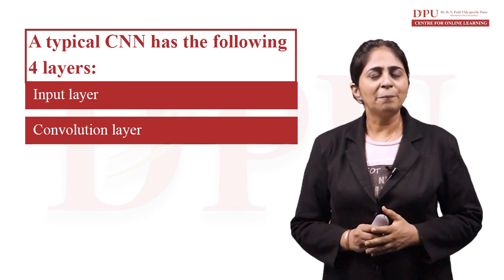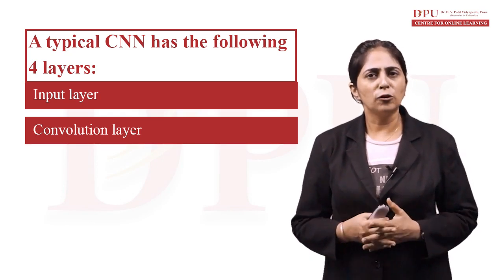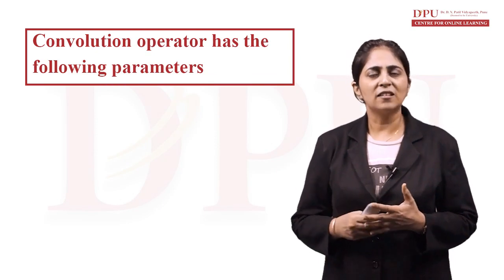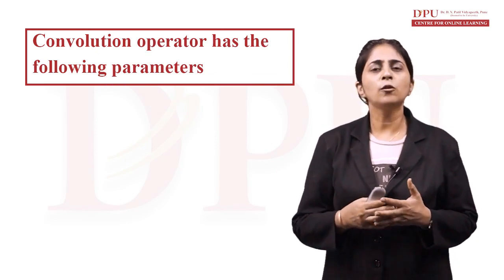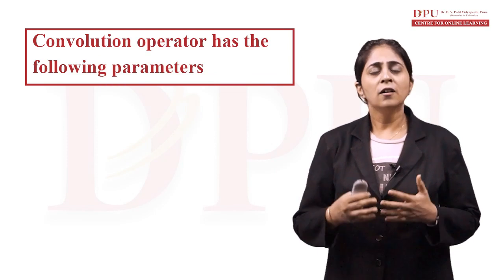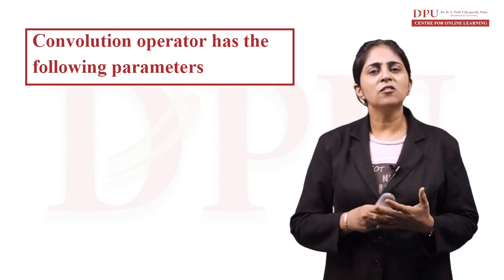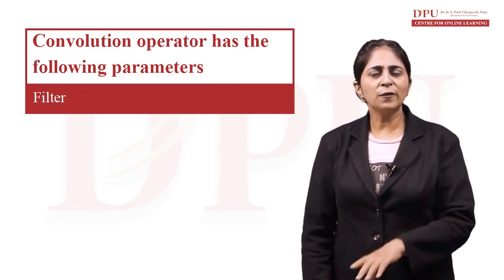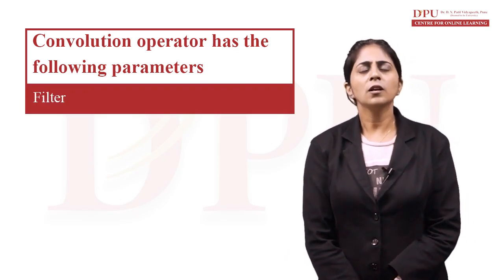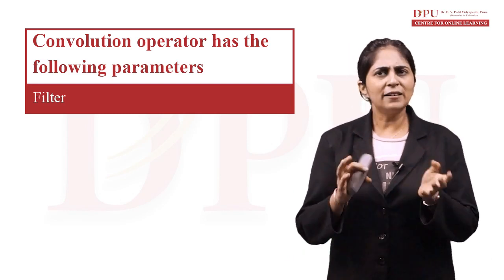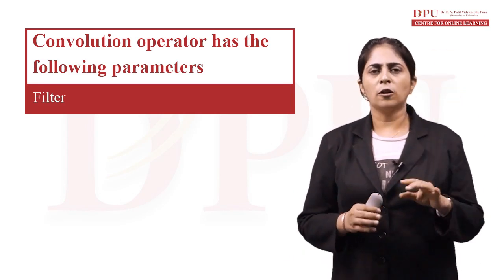What all happens in this layer of convolution? In the convolution layer, there are basically 5 things that take place, or we can say these are the convolutional operators. These are the 5 parameters in this convolution layer. The first one is the filter. Convolution is the process of placing the 3 by 3 filter on the top left corner of the image.